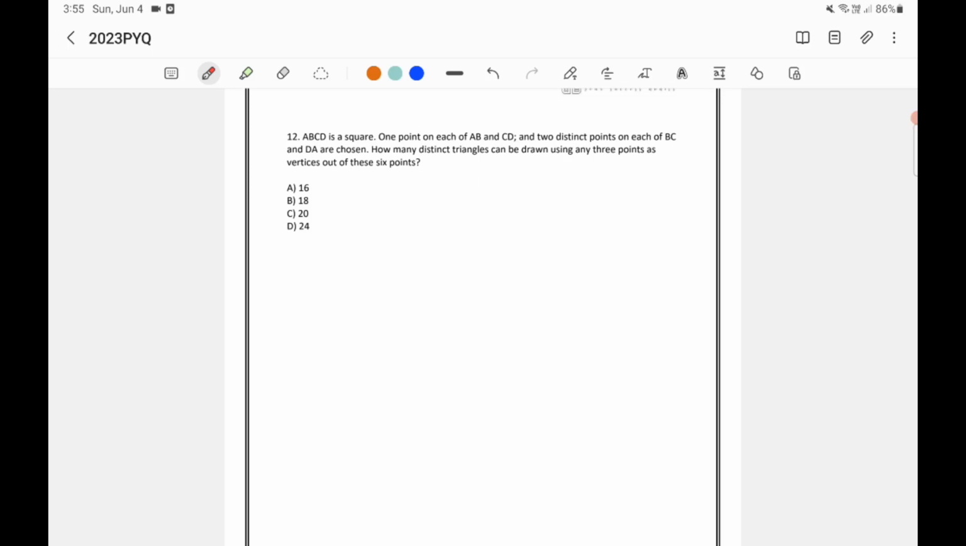ABCD is a square. 1 point on each of AB and CD. So I am first drawing a square ABCD. So this is ABCD. So 1 point on each of AB and CD. I am drawing a point like this, and here also 1 point, and 2 distinct points on BC and DA. So on BC I am taking 2 points, and on AD also I am taking 2 points.